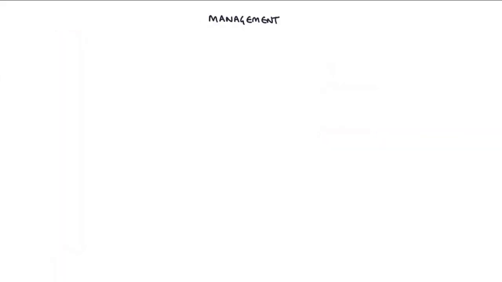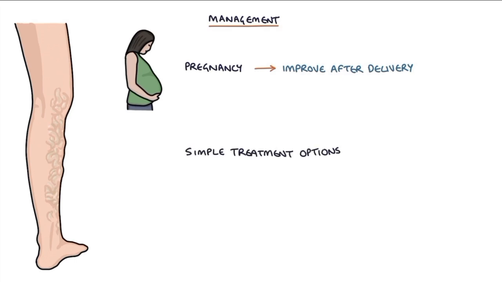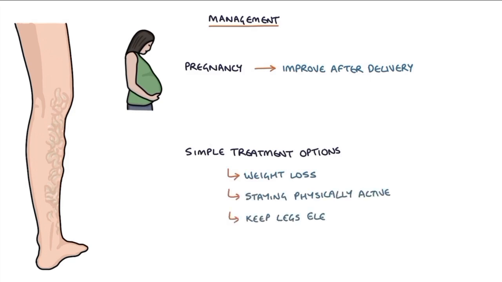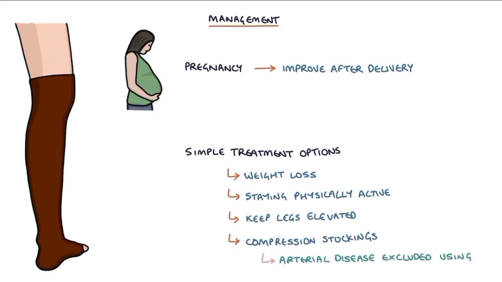Next, let's talk about management. Varicose veins in pregnancy often improve after delivery, so they're often managed conservatively with watchful waiting. Simple treatment options for varicose veins include weight loss if this is appropriate, staying physically active, keeping the legs elevated when possible to help drainage, and the use of compression stockings. However, arterial disease needs to be excluded before the use of compression stockings using an ankle brachial pressure index.